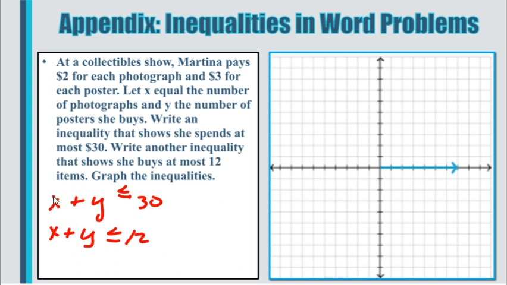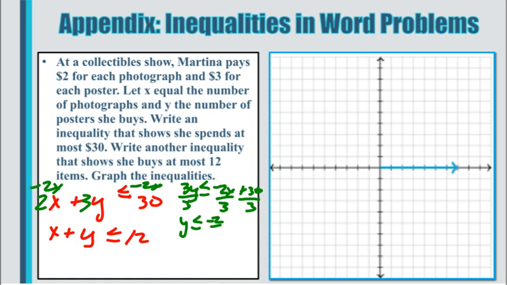So if I solve each of these for y, $2 for each photograph, and the number of photographs is x, so 2x, and this would be 3y. If I subtract 2x, I have 3y is less than or equal to negative 2x plus 30. Divide that by 3. So I have y is less than or equal to negative 2/3 x plus 10. For this last one, subtract x. y is less than or equal to negative x plus 12.